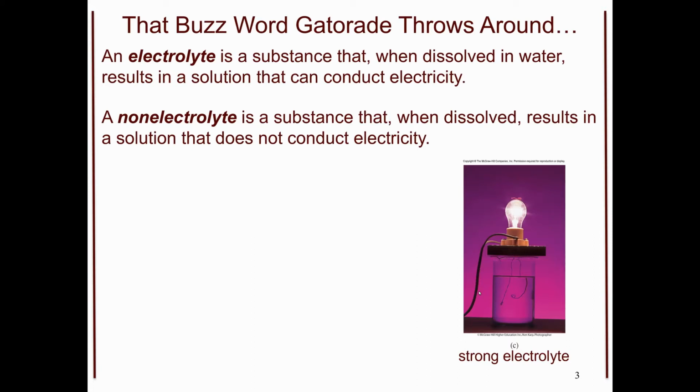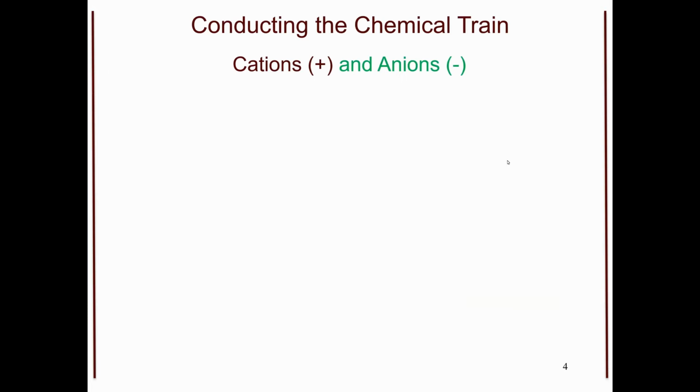So now that we've seen how this behaves, what does this mean on a microscopic level, so that way we can look at the behavior of our molecules? So let's think about what we need to conduct that electrical current. Well, if we want electricity, our best thing to have is a cation and an anion.